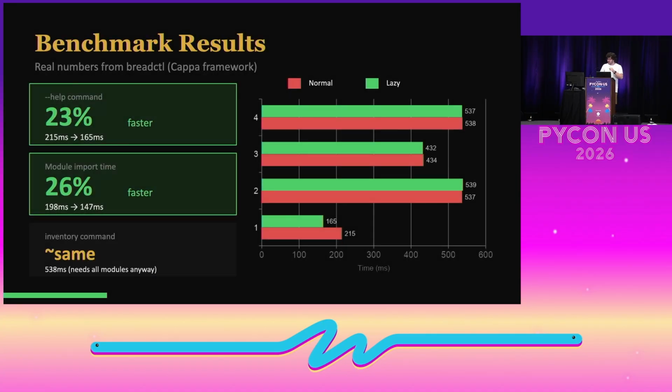I lied to you. So here are some more benchmark results, and all of this is in a repo, and you can poke through it, but it's not great code, so don't judge me. It just showcases the power of this PEP, the feature. With our help command, we saw 23%, my math is a little bad, 23% faster run on that call. Module import time, 26% faster. And then the inventory command stayed the same in my test. I'm not convinced that I did that properly, but some things won't get faster just due to their nature.